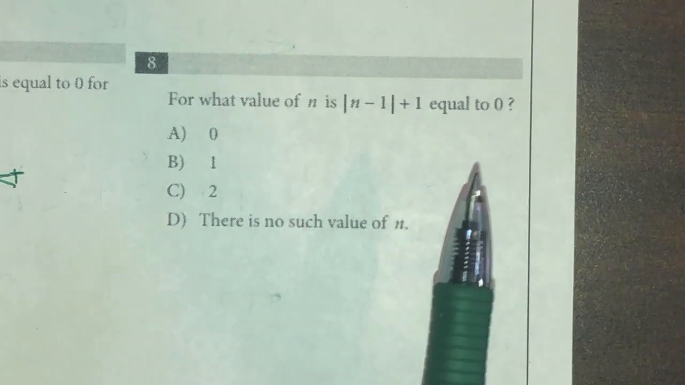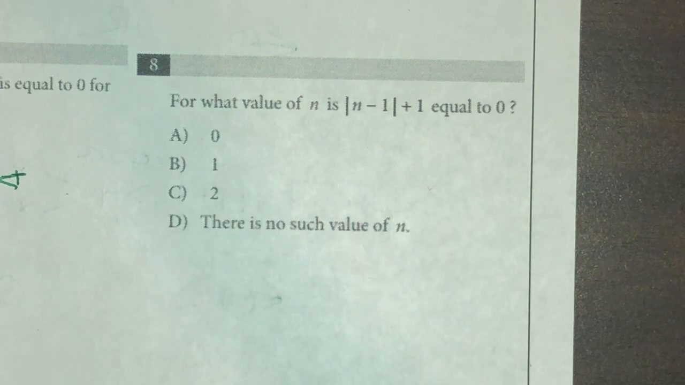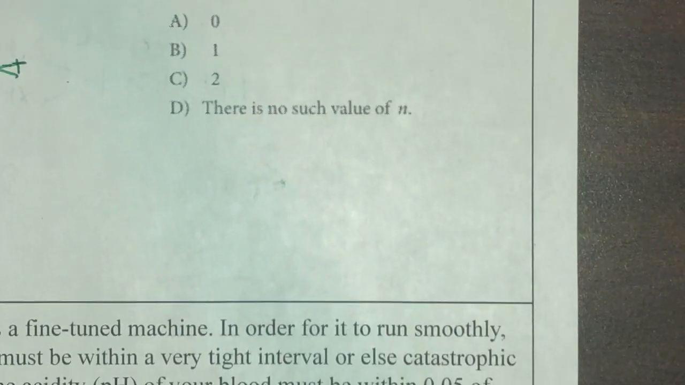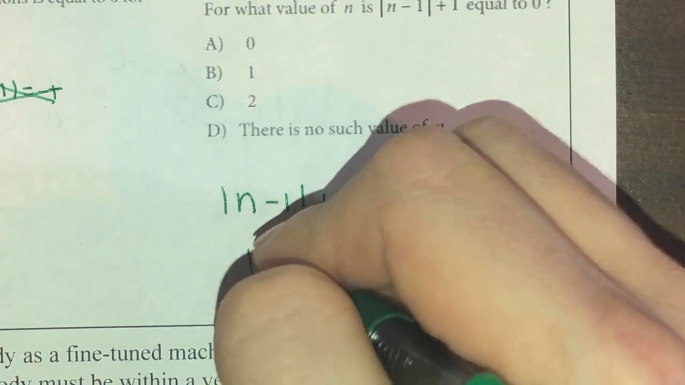For what value of n is the absolute value of n minus 1, plus 1, equal to 0? What is it asking you to do? To set up an equation, right? So absolute value of n minus 1 plus 1 equals 0. Get the bars alone.